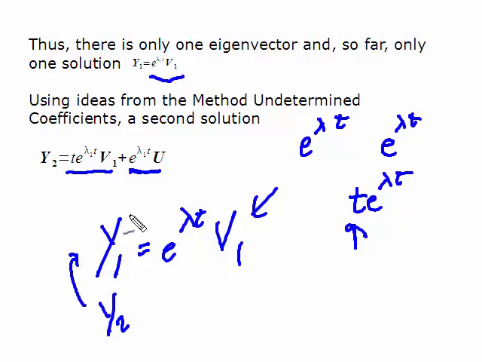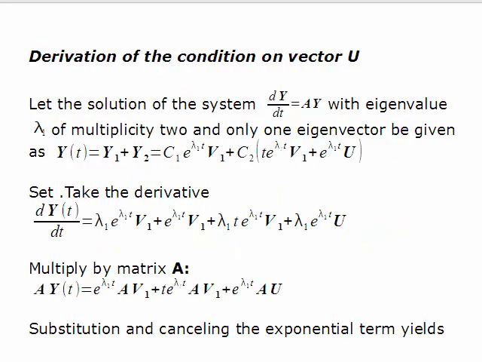We need that u because this y2 has to solve the system. There are conditions on u. u will not be an eigenvector. It will just be another vector that's added into that second solution. So we'll derive those conditions on u.